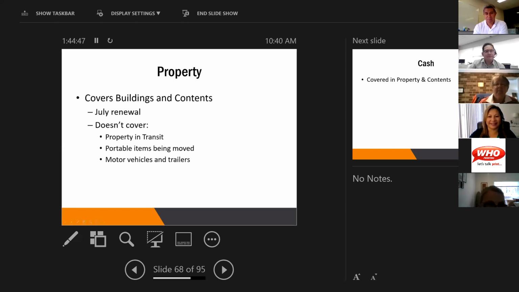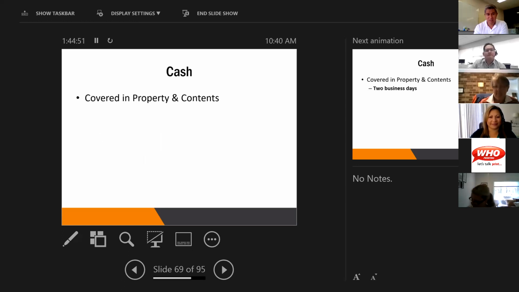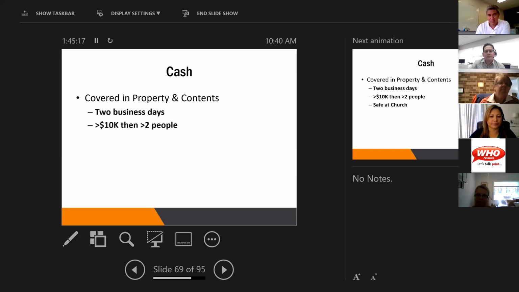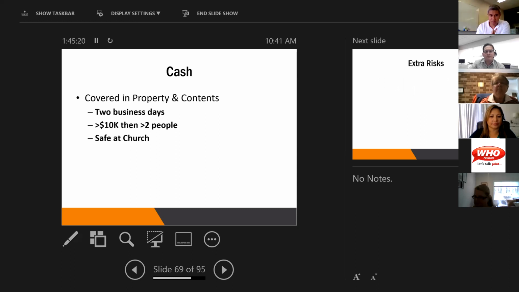So the next one is cash. This is covered in your property and contents coverage, and it'll cover any cash that has already been receipted. So that's why when we were talking about the receipting earlier on in the income section, it's important that you have the cash counted and recorded at the church on Sabbath before the cash leaves the premises. And then that way you have those two, that carbon copy that stays at the church and the cash count sheet that goes with the cash to be banked. So that cash would then be covered for 2 business days before it is banked. So that's why it's important to have it banked within the 2 business days of the weekend.